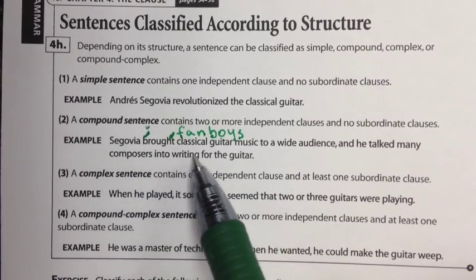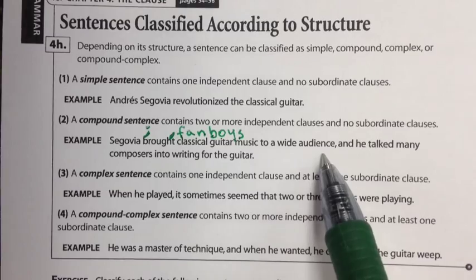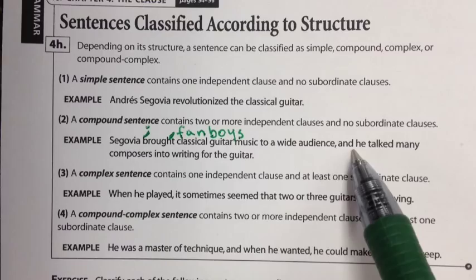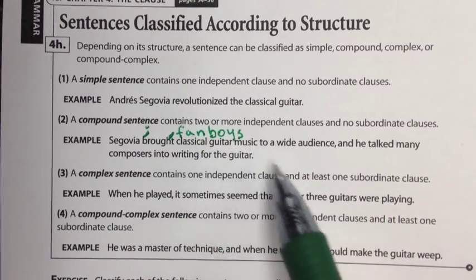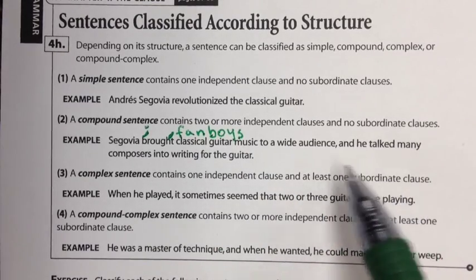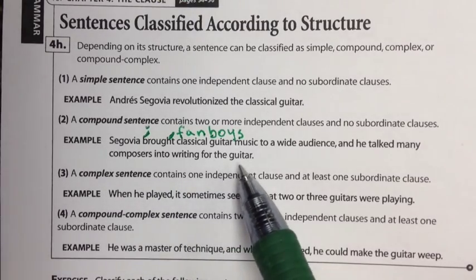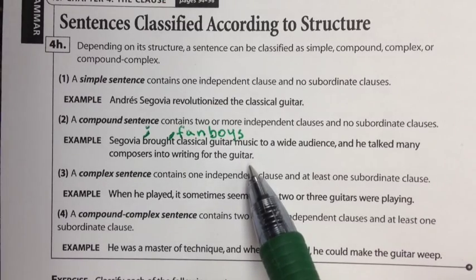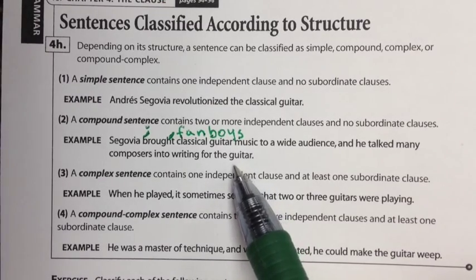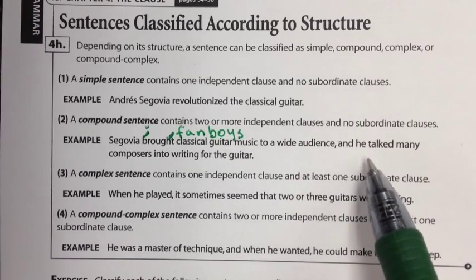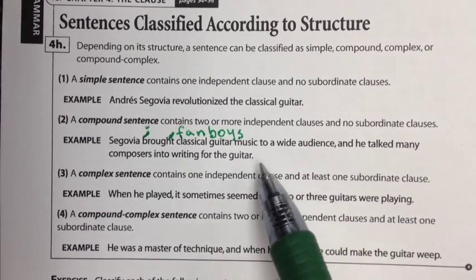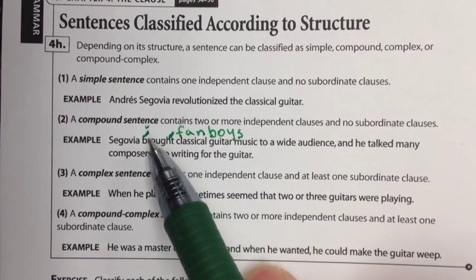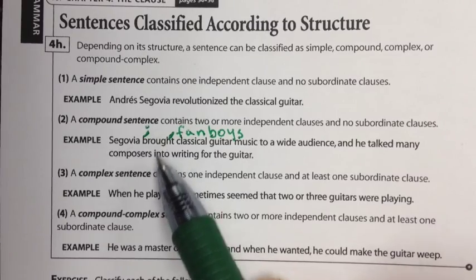Here is the example. Segovia brought classical guitar music to a wide audience. That could stand alone as a sentence. Comma, and is the A in FANBOYS. And he talked many composers into writing for the guitar. He talked many composers into writing for the guitar could also stand alone as a sentence. So this is compound because it has two or more, in this case just two, independent clauses. And they're joined here by this comma FANBOYS. The other way to do this is to just use a semicolon and no FANBOYS.